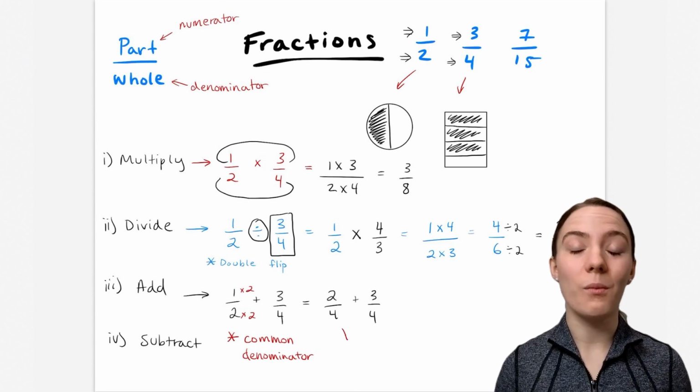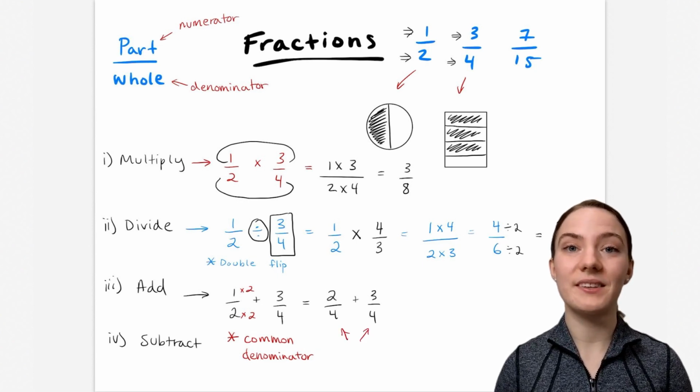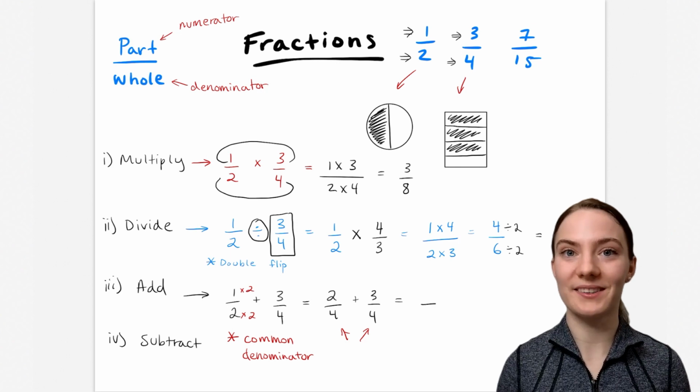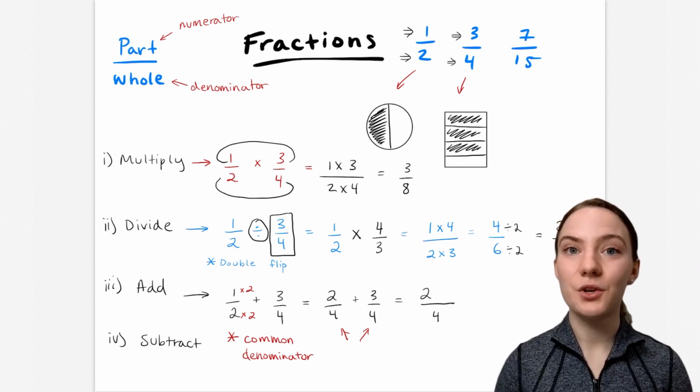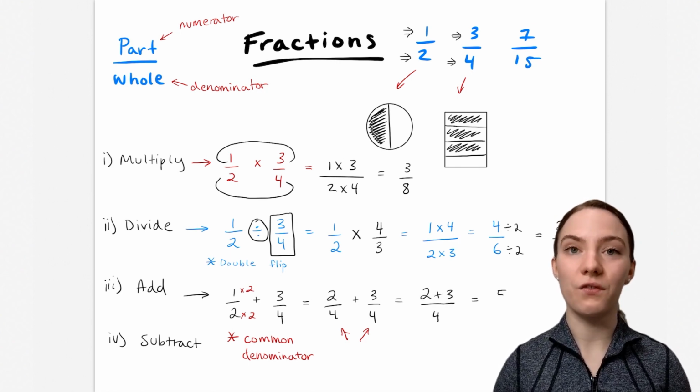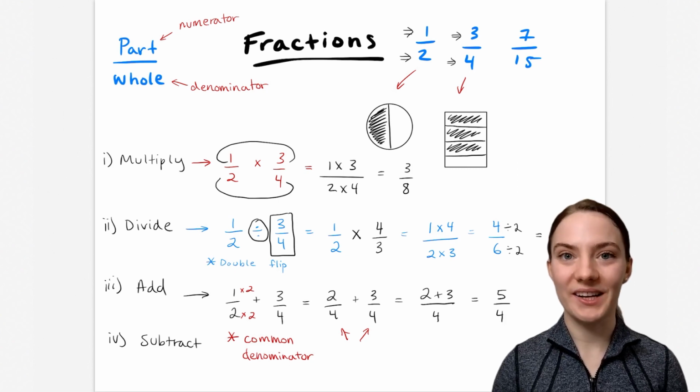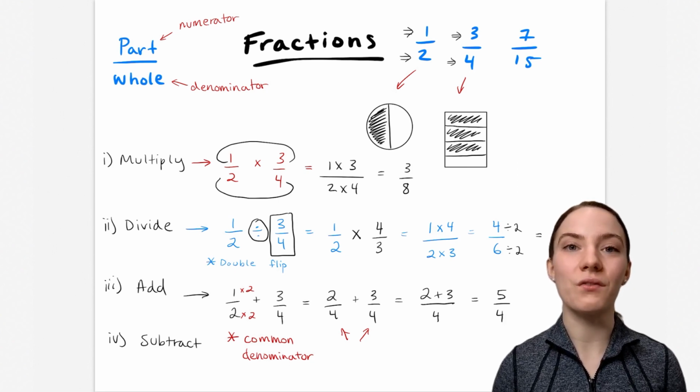And with that, we're almost done. The last step is to simply add the numerators. So in this case, we have 2 plus 3 over 4. And that gives us a final answer of 5 over 4.